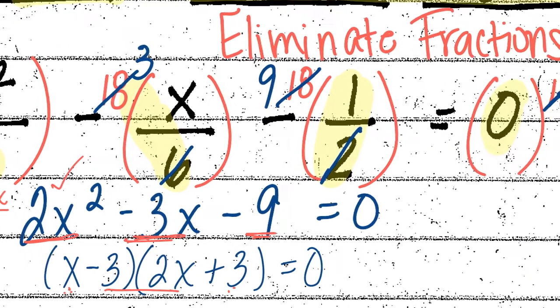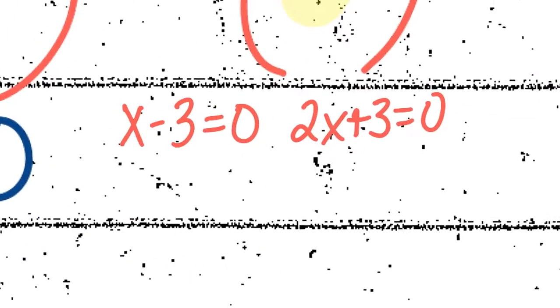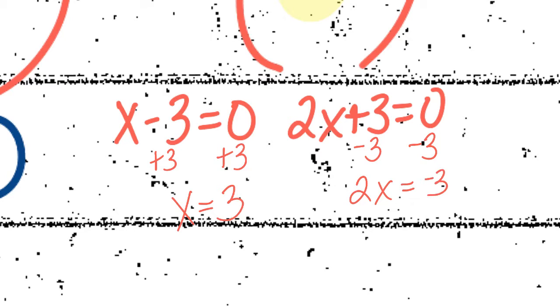Now, we do have to solve, so I'm going to set each of these equal to 0. X minus 3 is equal to 0. 2x plus 3 is equal to 0. And now I'm going to solve. Add 3. X equals 3. Subtract 3. 2x equals negative 3. Divide by 2.